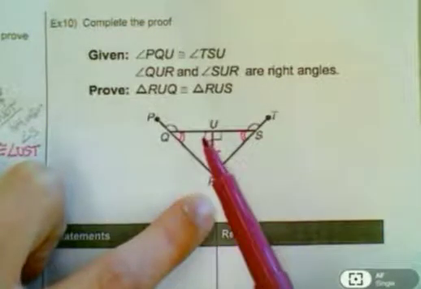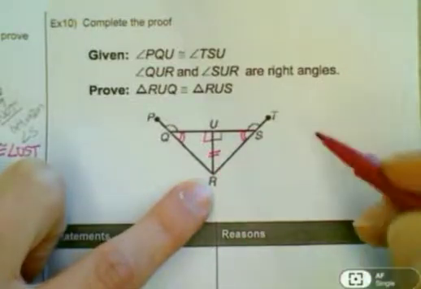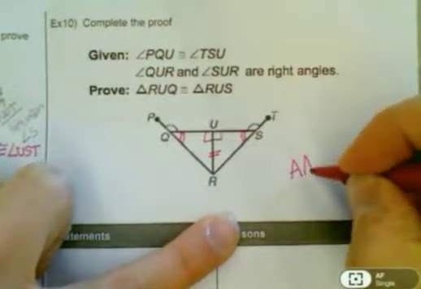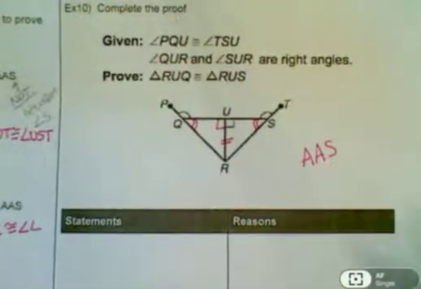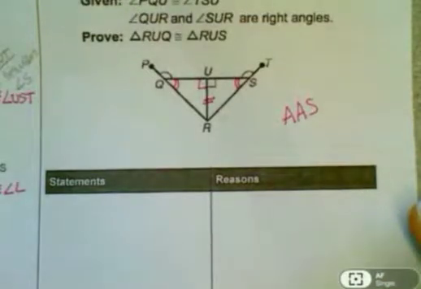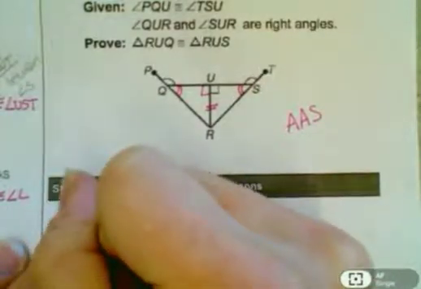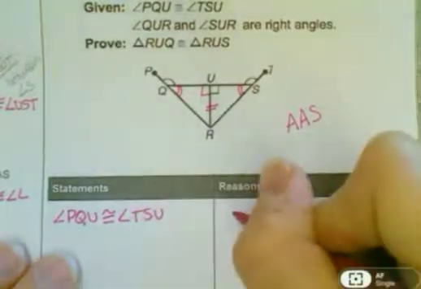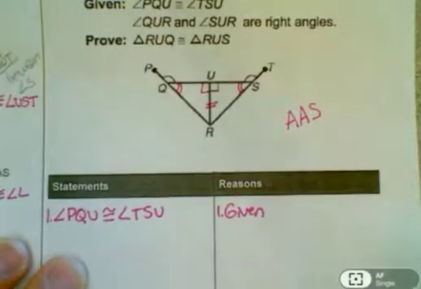And so I do have two angle pairs and a side. This is the non-included side. And so I already know that my final reason here is going to be angle, angle, side. And now it's just a matter of having to prove it. And some of this stuff is pretty straightforward. We're going to start by writing down what's given. Angle PQU is congruent to angle TSU, and I know that because it's given. So that's statement 1.